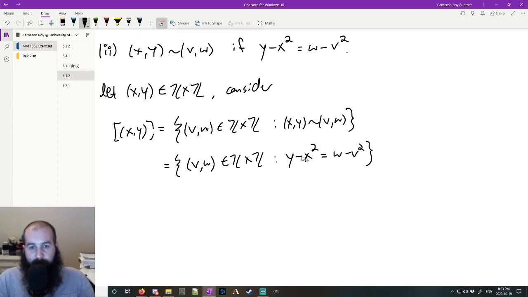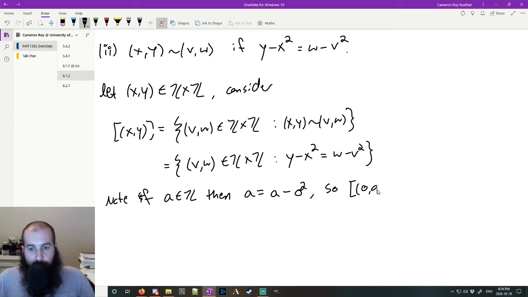And now since xy is fixed, y minus x squared is just some number. So, whatever that number is, we're just looking for all the pairs where this formula, w minus v squared, is equal to y minus x squared. Now since y minus x squared can be any integer, so in particular, note, if a is an integer, then a can be written as a minus 0 squared. So the equivalence class of 0a is equal to the set of pairs vw such that w minus v squared is equal to a.